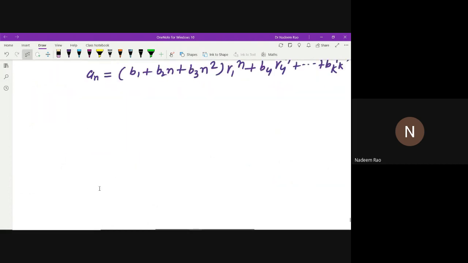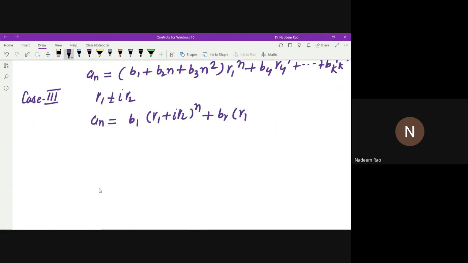Case third. If the roots are imaginary, that is r1 plus minus iota r2, then the general solution will be written in the form a_n equals b1 (r1 plus iota r2)^n plus b2 (r1 minus iota r2)^n, if the roots are like this in the form of complex numbers. Okay, and the case fourth may be here.